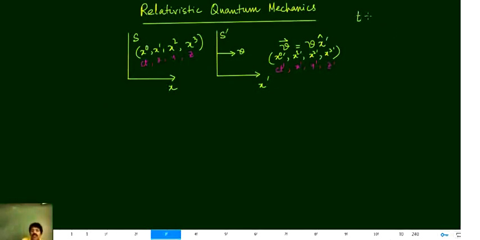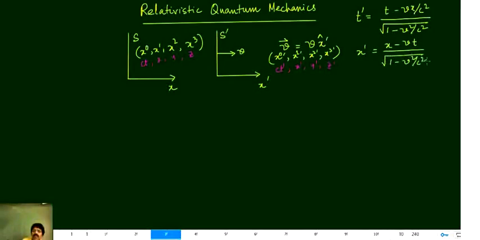The time t is definitely not invariant. t prime is t minus vx by c square, divided by root over 1 minus v square over c square. x prime is equal to x minus vt, divided by root over 1 minus v square by c square. y prime is equal to y, and z prime is equal to z. These are the equations.